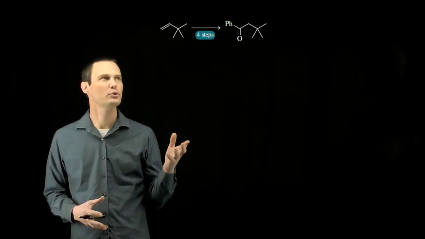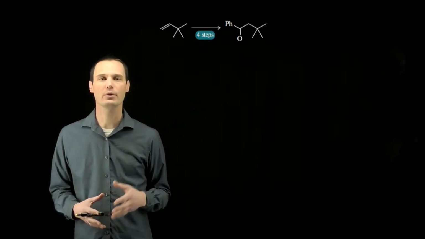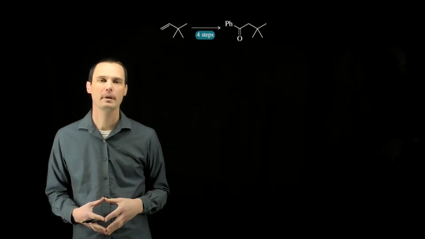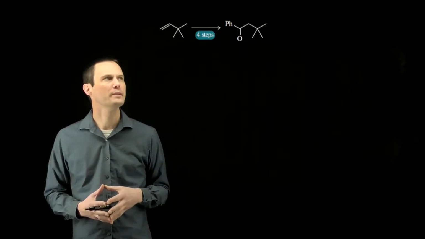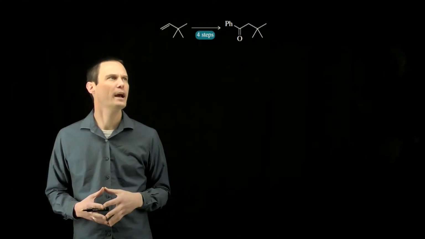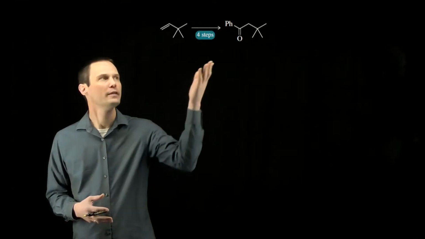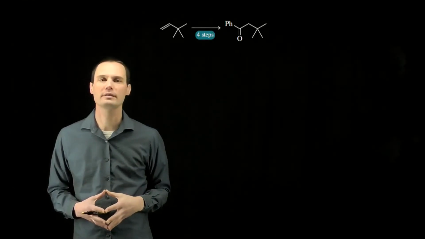This assessment asks us to suggest a synthesis of this ketone from this alkene in 4 steps using a cuprate reaction. What cuprate reaction can we use to form this ketone? Well, ketones can be formed when a cuprate is reacted with an acid chloride. So if I had an acid chloride, I could turn the acid chloride into this ketone.